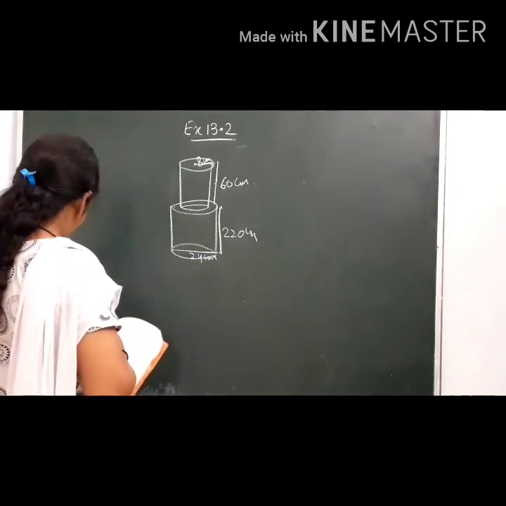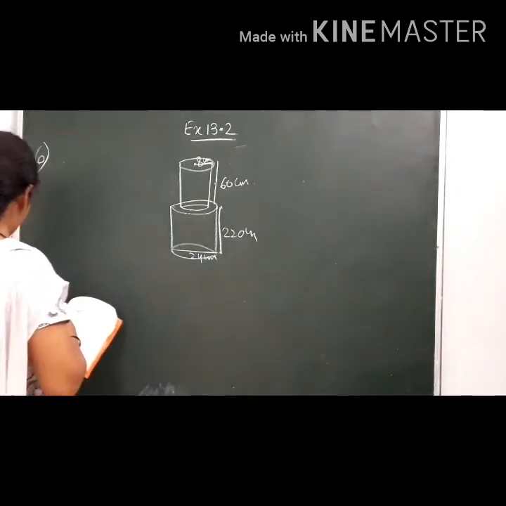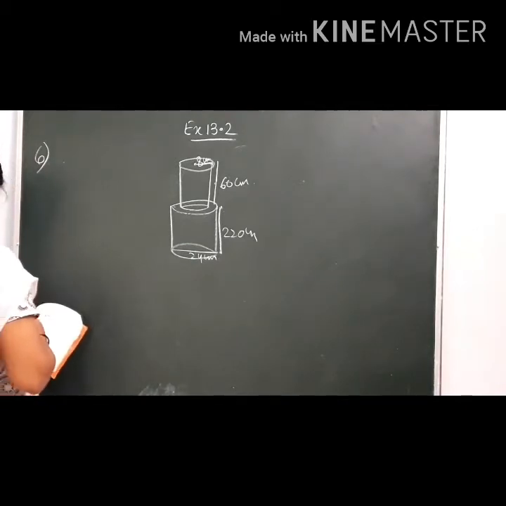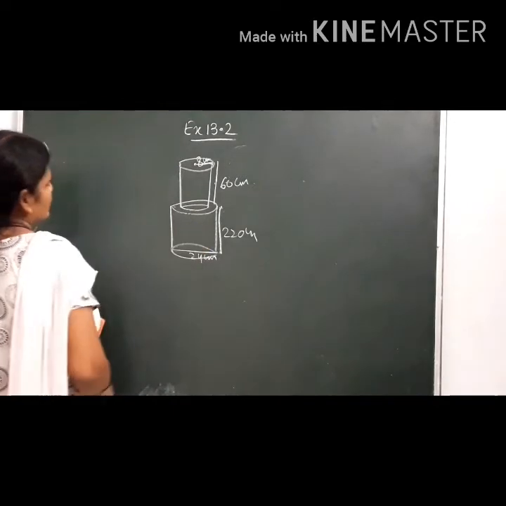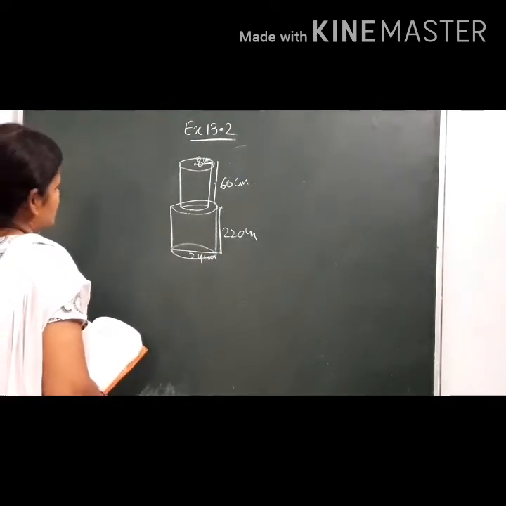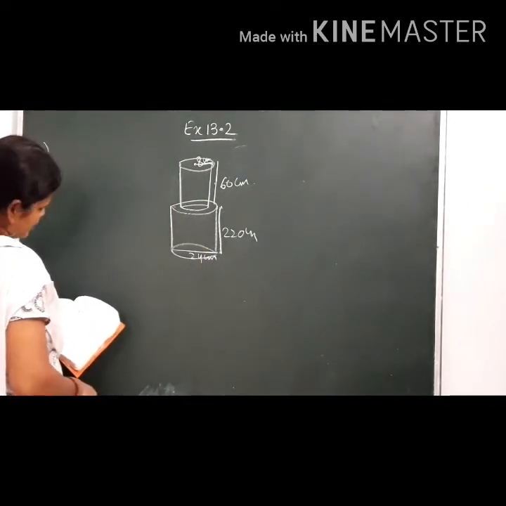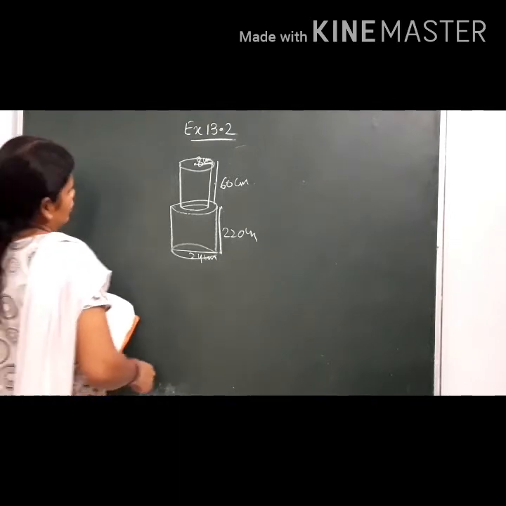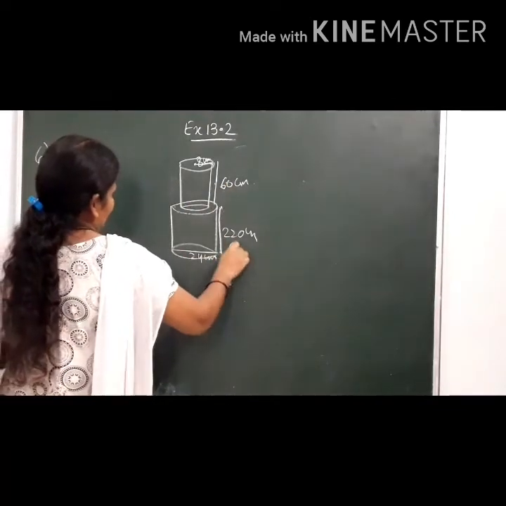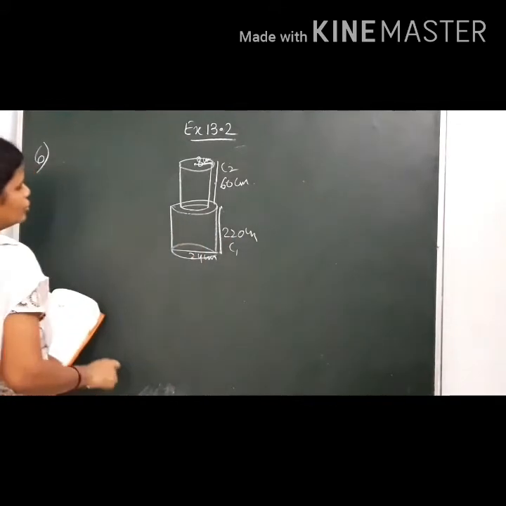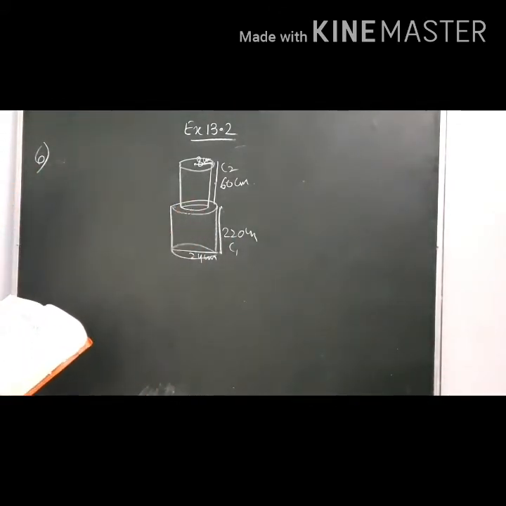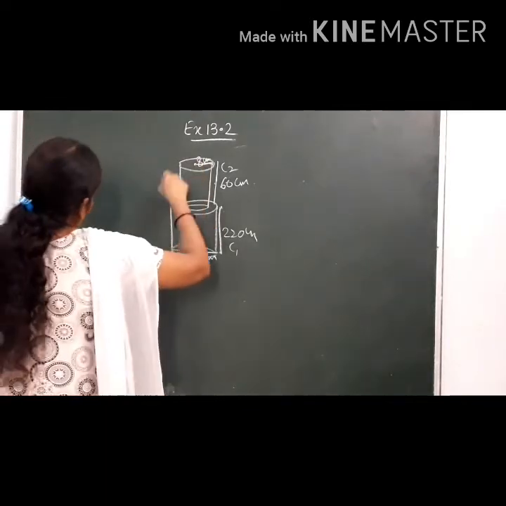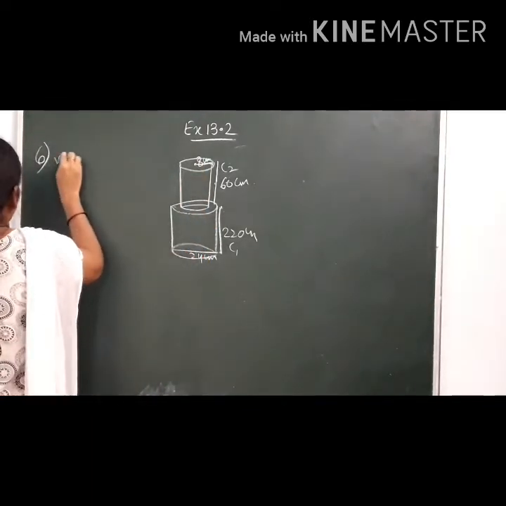Find the mass of the pole given that 1 centimeter cube of iron has approximately 8 grams of mass. We have to fill this pole with the mass. How much mass will be required? How much weight will be required? In that question, we need to find, this is cylinder 1 and this is cylinder 2. We need to find the volume of both the cylinders, and we can add them to get the volume of the whole pole. So what is the formula?